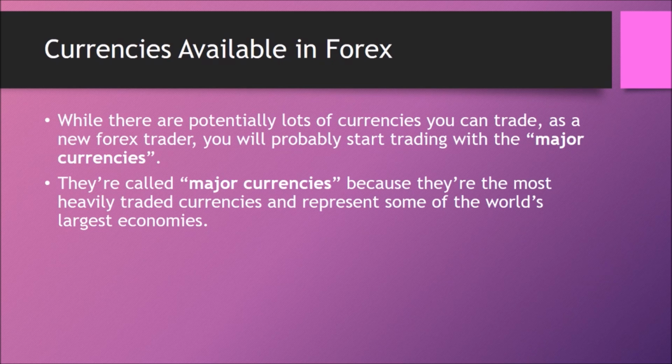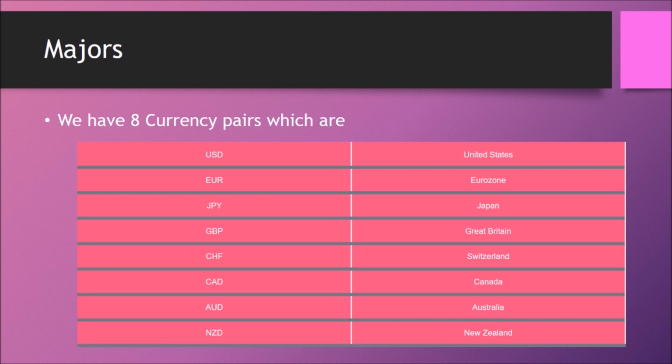So what currencies are available in Forex? While there are potentially lots of currencies you can trade, as a new Forex trader, you will probably start trading with the major currencies. They are called major currencies because they are the most heavily traded currencies and represent some of the world's largest economies. So here are the major currencies. We have mainly 8 currencies that are traded as majors.